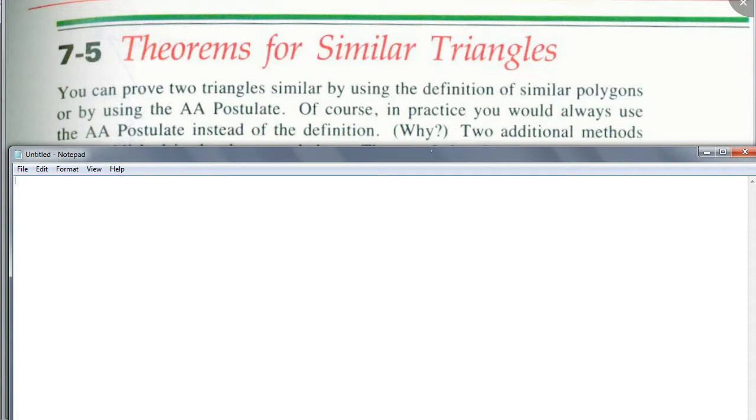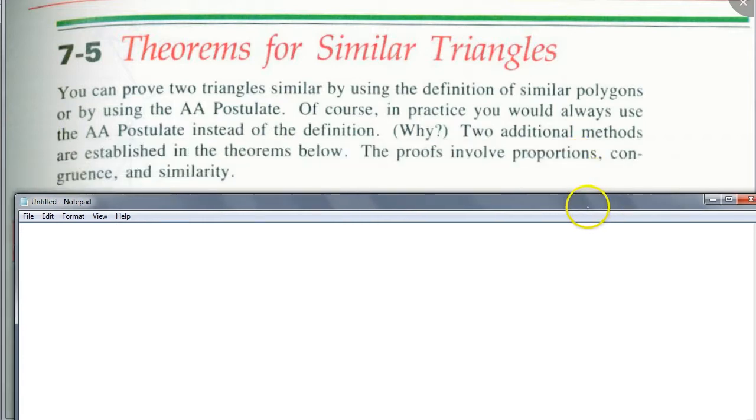Okay, now in addition to the AA postulate, we're going to learn two other theorems, okay? Josh, why don't you read this for us? Two additional methods for establishing proofs involve proportions, congruence, and similarity. Okay, so let me give you the first one.